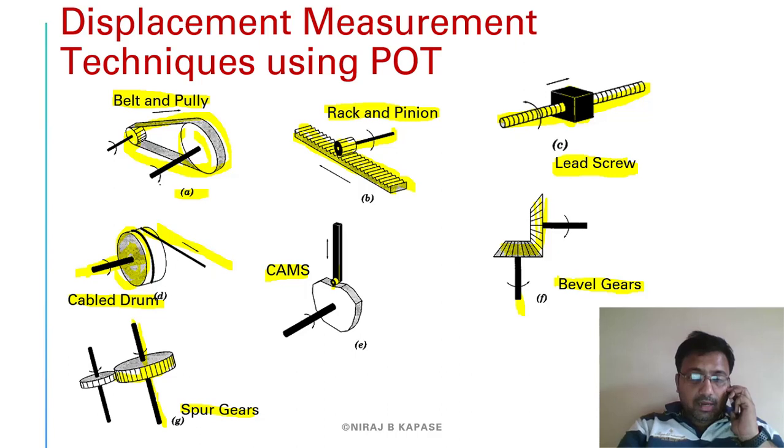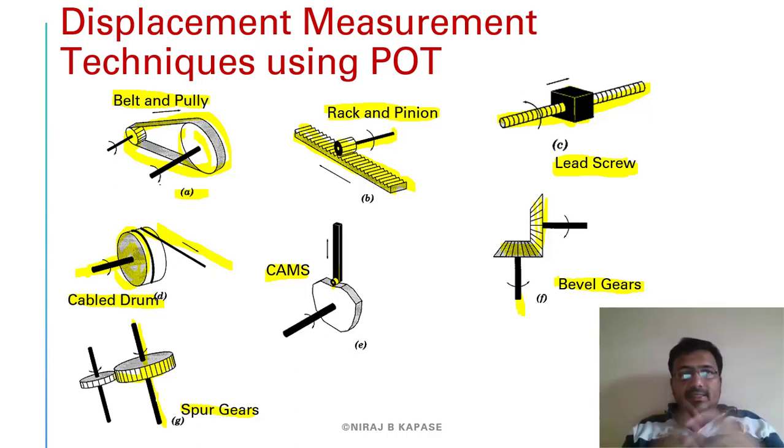So these are the techniques used in displacement measurement using the pot. I will repeat the techniques again. We have belt and pulley, rack and pinion technique, lead screw technique, then cable drum, cams, then bevel gears, and spur gears. So these are the 7 different techniques we are going to use for displacement measurement using a pot.